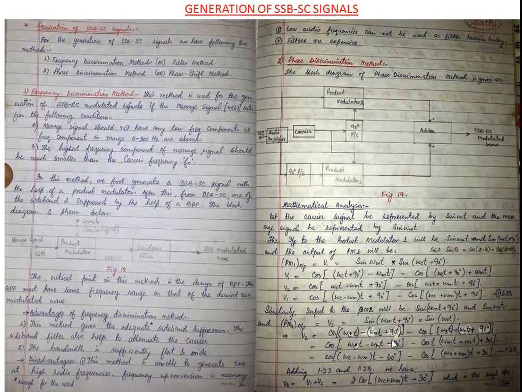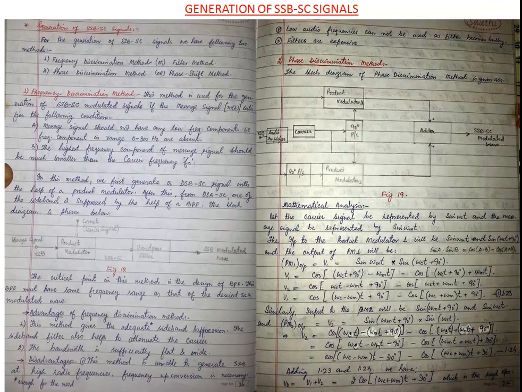Now, generation of SSB-SC signals. These are done by two methods. One is FDM, that is the filter method, and the second is PDM, or phase shift method. Frequency discrimination method. This method is used for the generation of single sideband suppressed carrier modulated signals if the message signal m(t) satisfies the following conditions. The message signal should not have any low frequency component, that is, frequency components in the range 0 to 300 Hz must be absent. The highest frequency component of the message signal should be much smaller than the carrier frequency fc.